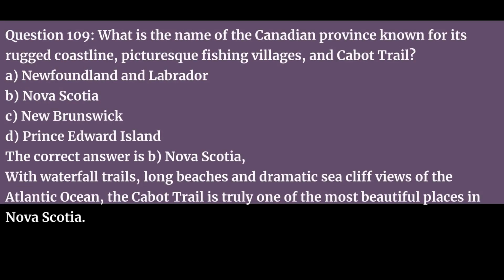Question 109. What is the name of the Canadian province known for its rugged coastline, picturesque fishing villages, and Cabot Trail? A. Newfoundland and Labrador, B. Nova Scotia, C. New Brunswick, D. Prince Edward Island. The correct answer is B. Nova Scotia. With waterfall trails, long beaches, and dramatic sea cliff views of the Atlantic Ocean, the Cabot Trail is truly one of the most beautiful places in Nova Scotia.